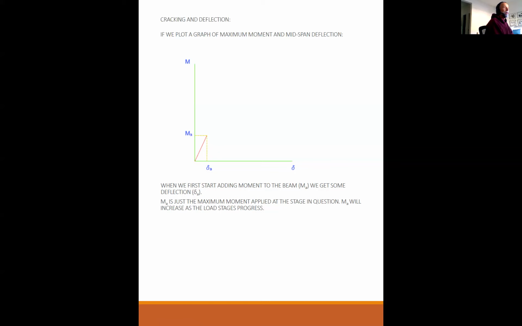M sub A could be the moment due to dead load. M sub A could be the moment due to dead load and some of the live load. Or M sub A could be the full dead load plus live load. Okay, so does that make sense? M sub A is just a placeholder for the stage that you're looking at.